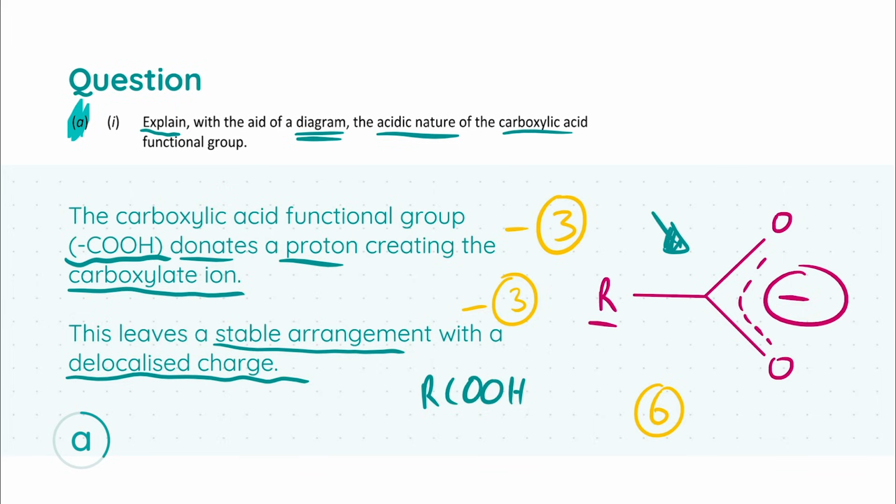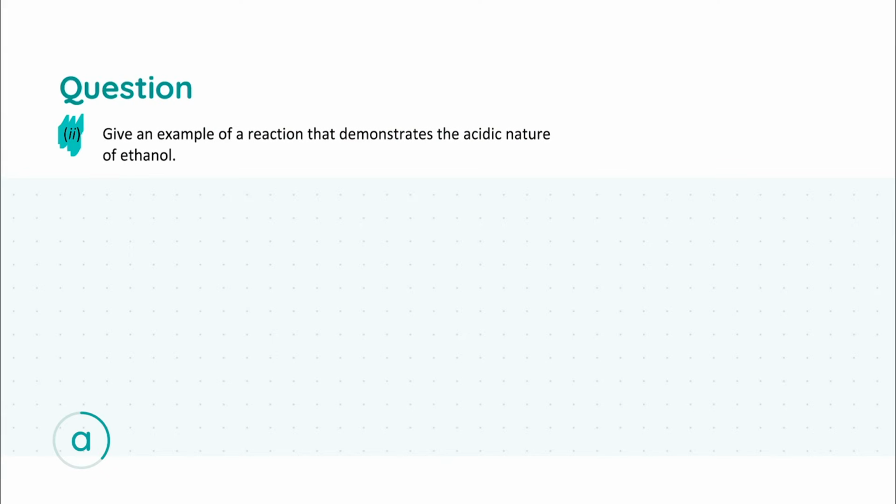And our diagram over here on the right is kind of just supporting our answer. So moving on to part 2 of part A here, we're going to be asked another question on our organic chemistry. In this case, we're asked to give an example of a reaction that demonstrates the acidic nature of ethanol. So it's just a nice and simple reaction that we're actually required to write down. So it's an example reaction in this case.